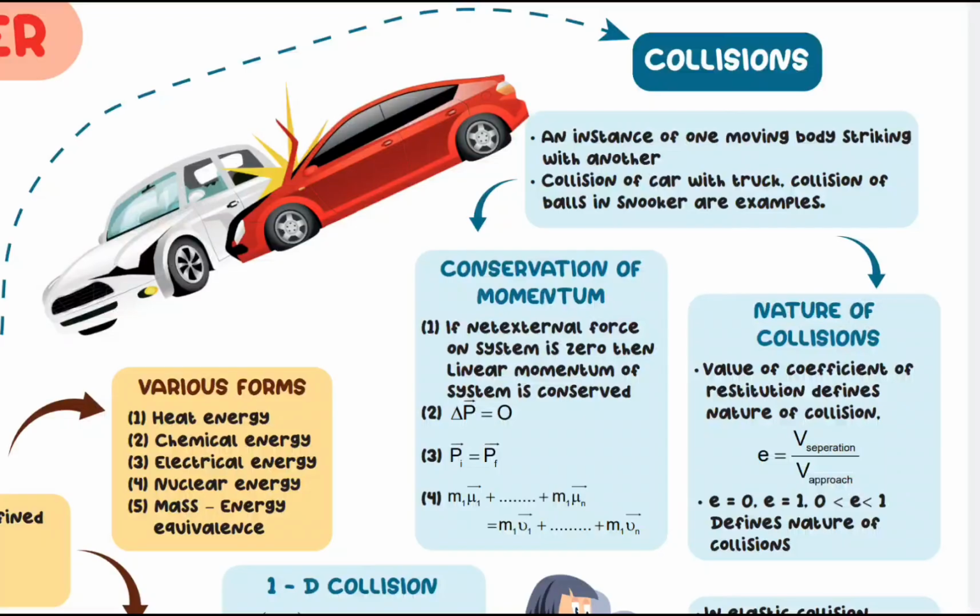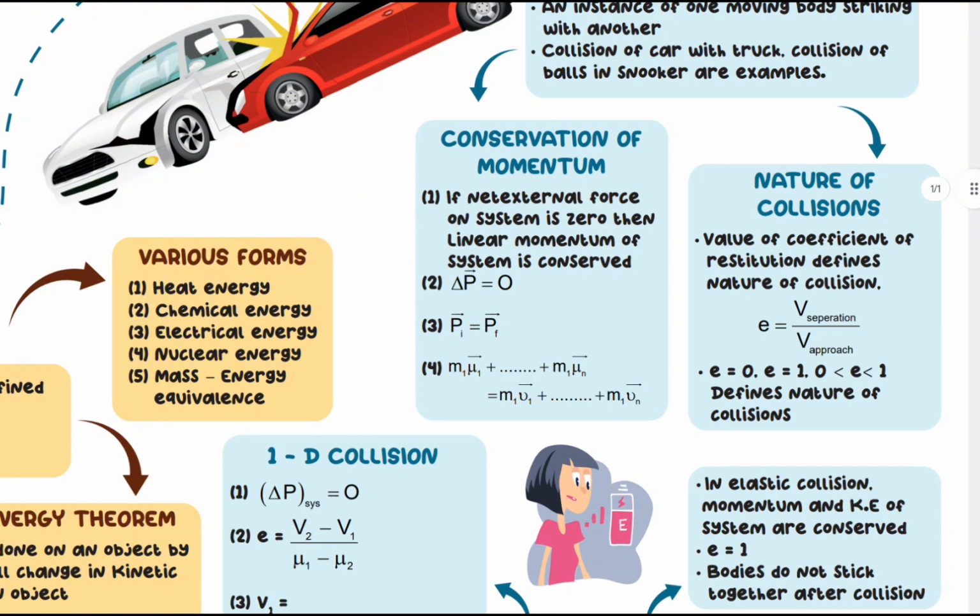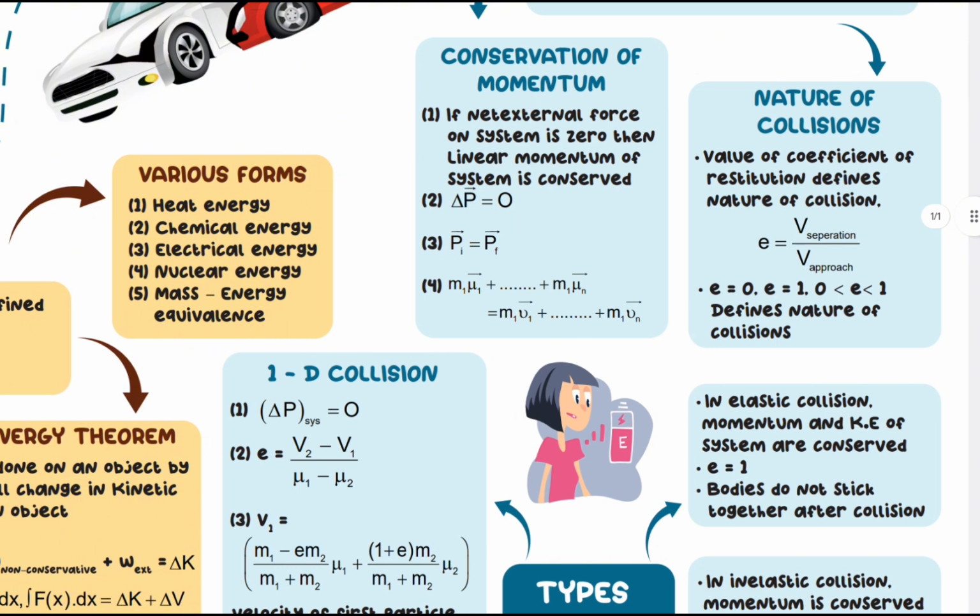Collisions. An instance of one moving body striking another. Collision of a car with a truck, collision of balls in snooker are examples. Conservation of momentum: if net external force on the system is 0, then linear momentum of the system is conserved. Delta p equal to 0. Initial momentum equal to final momentum.